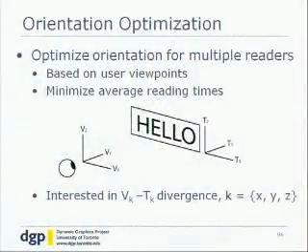So what we wanted to do is take this data and apply it to a technique. Based on an understanding of the human, we tried to develop a technique for optimizing the orientation. So we developed an algorithm. The algorithm is for multiple readers. The idea is that if we have some idea of where those readers are, we can find an orientation that's optimized for those readers.